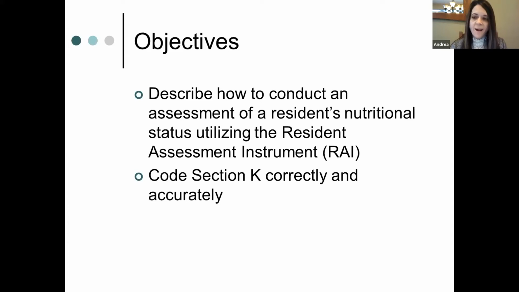My name is Andrea Maher. I've been a consultant dietitian most of my career. I am currently at the Iowa Veterans Home as the Quality Management Director. I've been a dietitian for 25 years.